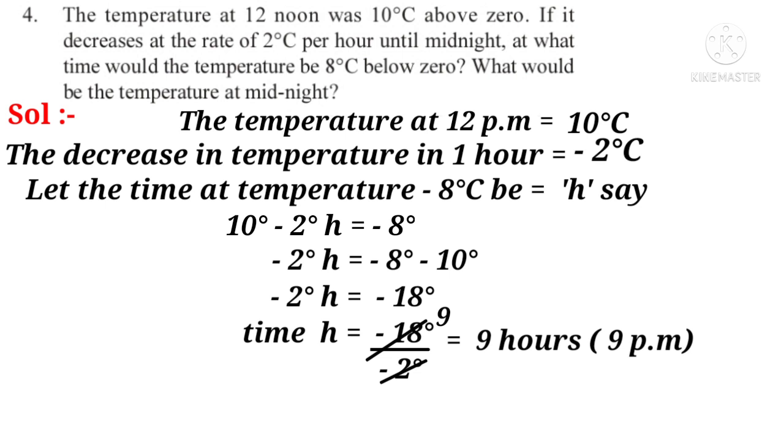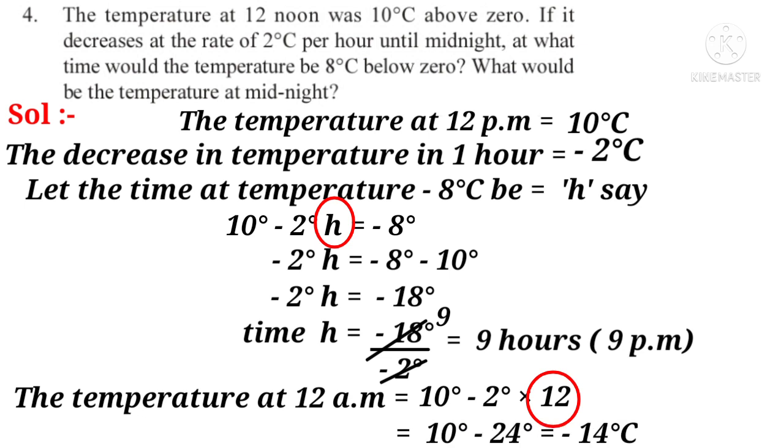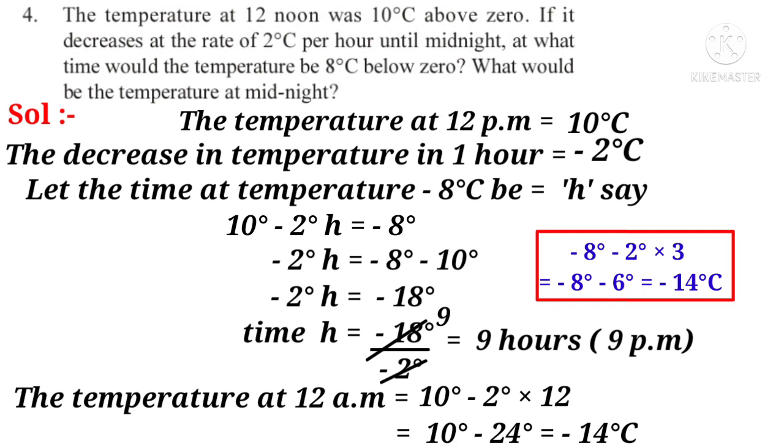Now what would be the temperature at midnight? Midnight means 12 a.m. So the temperature at 12 a.m. is equal to, so in the expression 10 degrees minus 2 degrees H, put H is equal to 12. So 10 degrees minus 2 degrees into 12, that is equal to 10 degrees minus 2 into 12 is 24. 10 minus 24 is minus 14 degrees centigrade. It can be written in another way as minus 8 degrees minus, after 9 hours it becomes 3 hours to become 12. So minus 2 degree into 3. So minus 8 degree minus 6 degree, that is equal to minus 14 degrees centigrade.